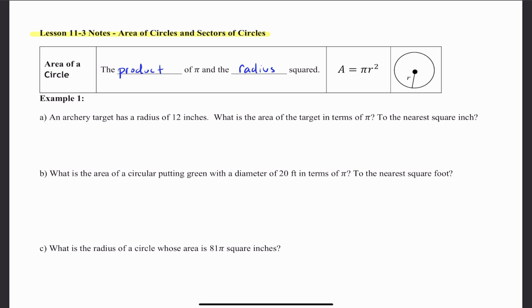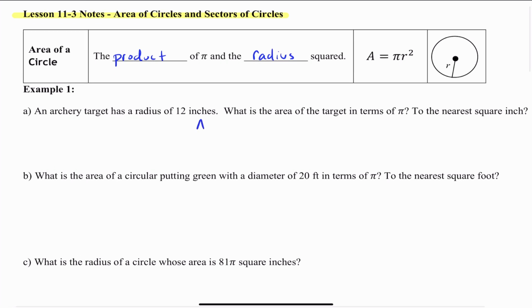So we're going to look at example number 1. It says an archery target has a radius of 12 inches. What is the area of the target in terms of pi? And it says we're going to be rounding. I'm not going to be rounding. I'm just going to leave things in terms of pi because that's what you're expected to do on a quiz or test. So first things first, we're going to write the formula A equals pi r squared.